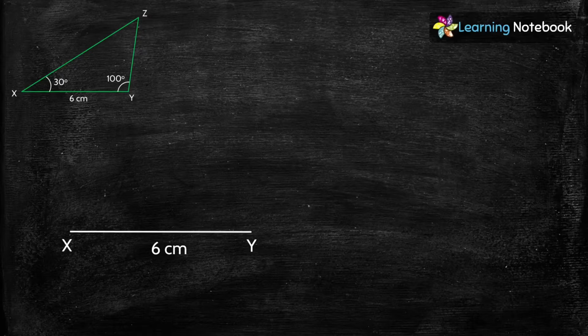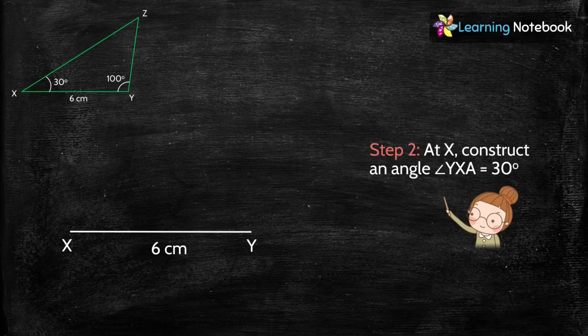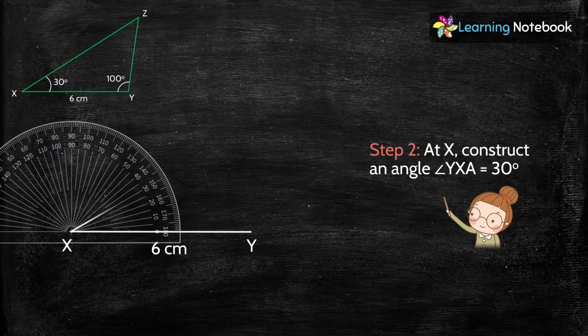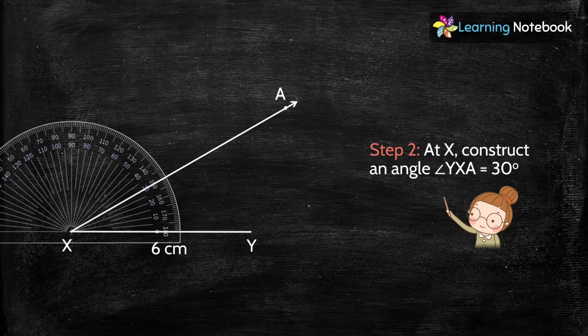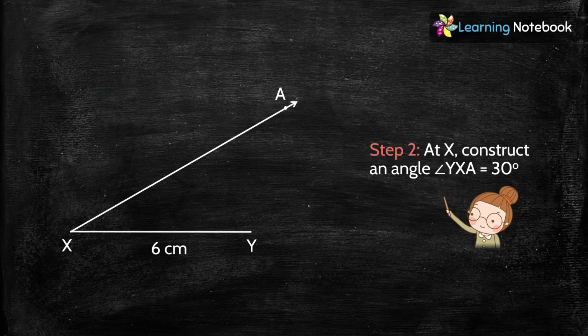Now students, look at the rough sketch. We have to draw angle X equals to 30 degree. So in step 2, put the protractor at point X and then draw XA making an angle of 30 degree with XY. Then mark the angle as 30 degree.